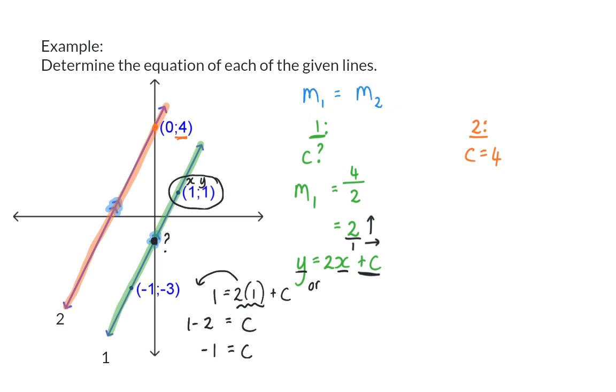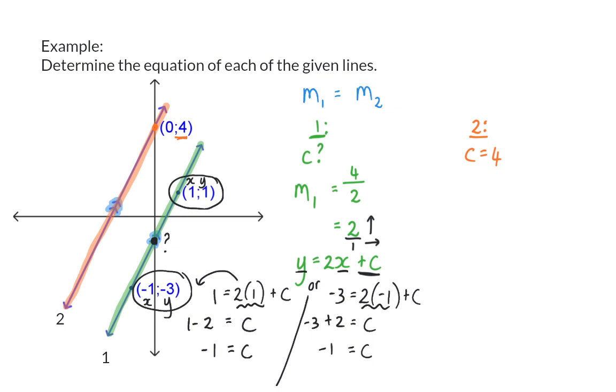Or you could have chosen to use the other coordinate on the line. This means I will substitute y with -3 and x with -1 to solve c. So now, to calculate c, the -2 should be added on the left, and then I would also get the y-intercept or c value as -1. Therefore, the final equation for line 1 is y is equal to 2x minus 1.